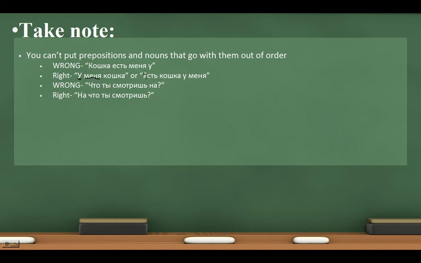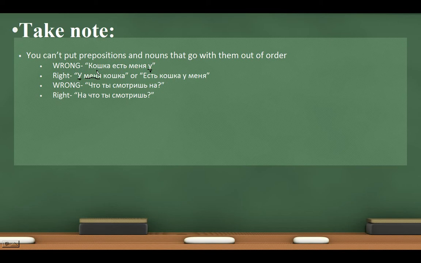And because it's flexible, you can say есть кошка у меня, or you can say есть у меня кошка. You can be flexible with it. However, you cannot take this u and leave it by itself at the end somewhere, or leave it by itself without the noun that goes with it. So this is totally wrong.